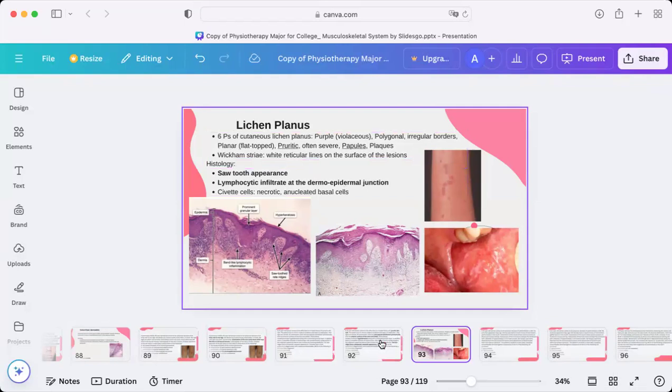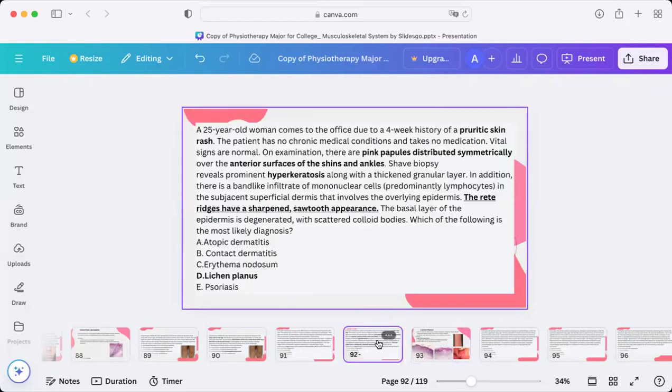Guys, without looking, what are the 6 P's of lichen planus? Tell me about the 6 P's. It's a really nice mnemonic, and it helps you memorize it so much easier, and it becomes a bit more clinically obvious once you know the 6 P's.